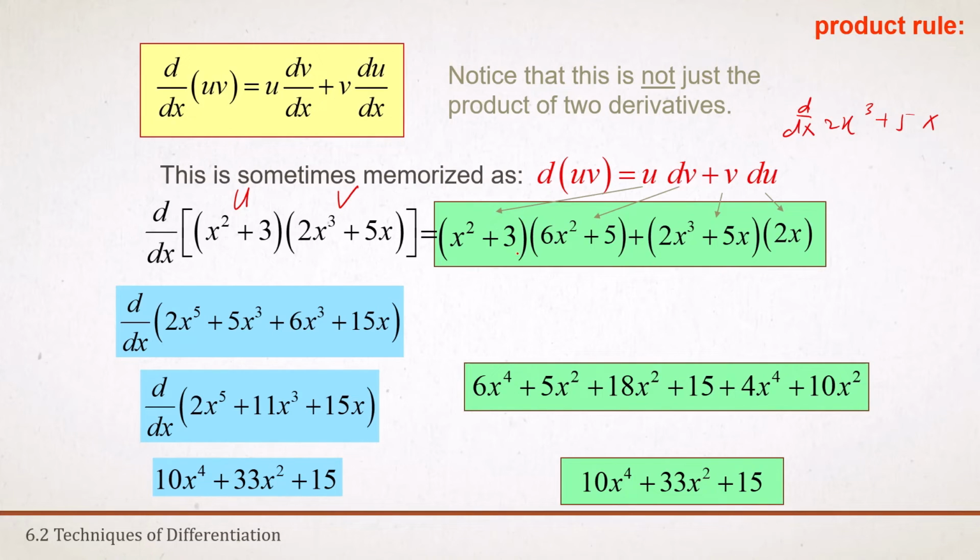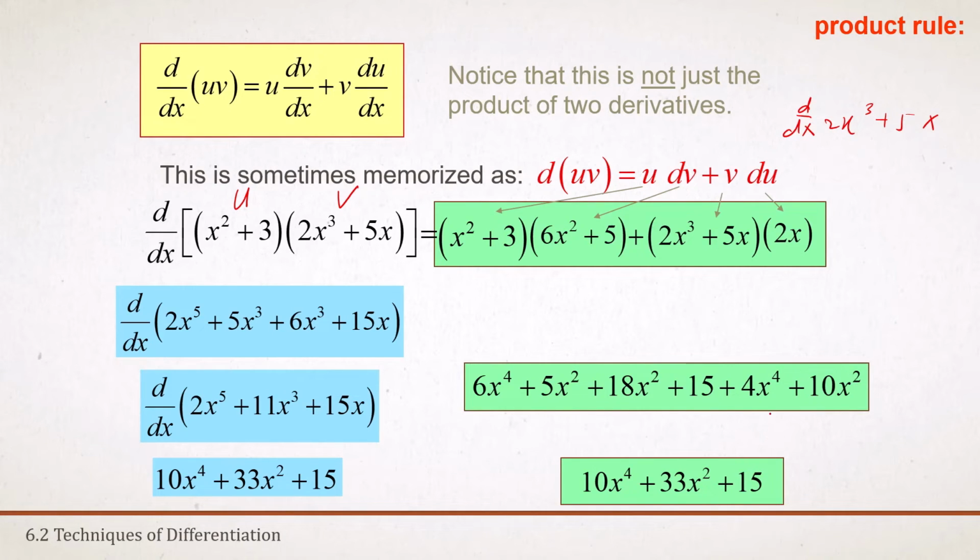But because of this particular question, we can further expand them. If we keep on expanding, we have this 6 of this one, and then we rearrange them, so we will get 6x power of 4 plus 33x squared plus 15.